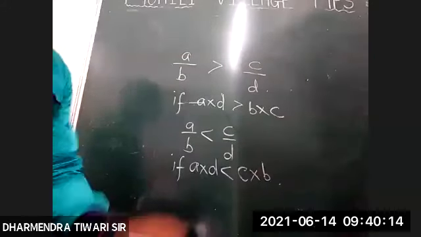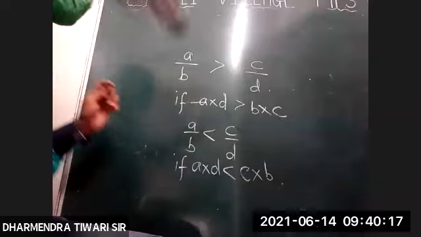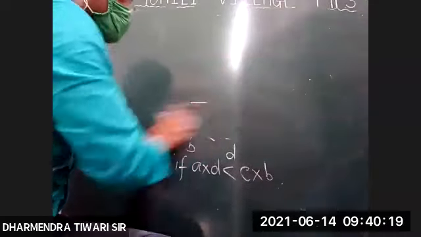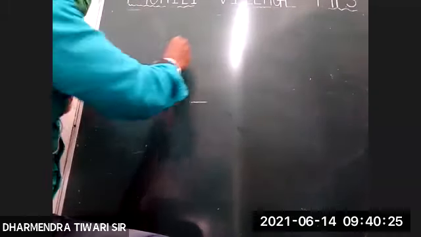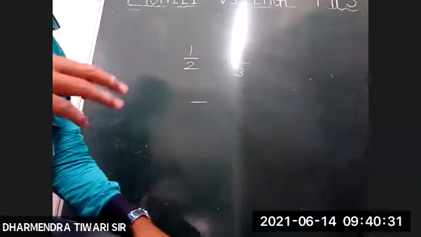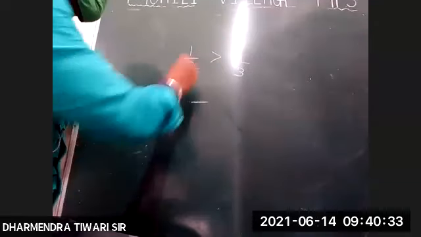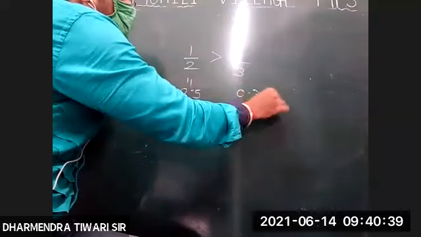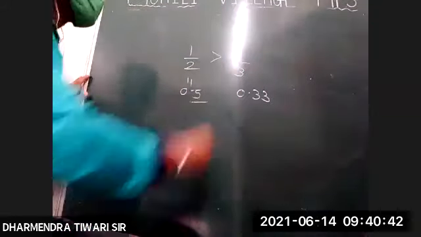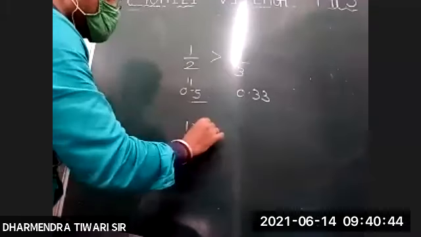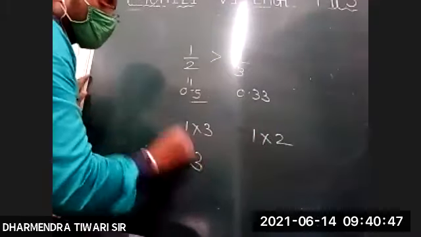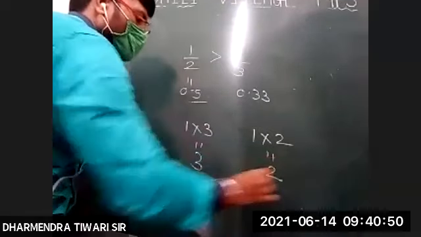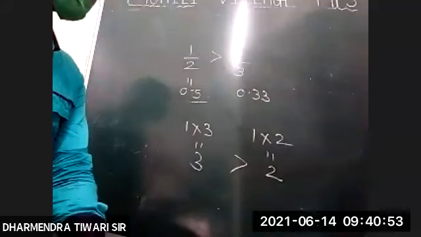We will take one example. If we have 1 by 2 and 1 by 3, which one is greater? Yeah, obviously this is greater. Why? Because this has value 0.5 and that has value 0.33. But how to show this? Just do cross multiplication. So 1 into 3, 1 into 2. We got 1 into 3 as 3, 1 into 2 as 2. 3 is greater than 2. Done.